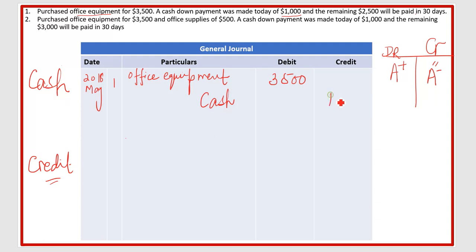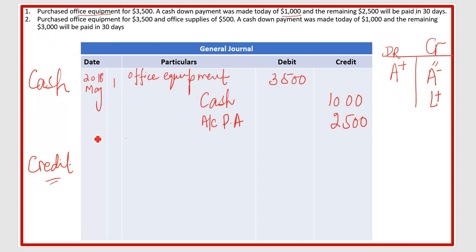So cash is 1,000 and the remaining is 2,500. Out of this 3,500 we have paid 1,000 as cash, and the remaining is accounts payable. Accounts payable is a liability, and the normal balance of a liability is credit, meaning liability increases on the credit side. That is why we write it down here, this is for accounts payable, 2,500. As I have told you, if there is more than one debit or more than one credit, as here where we have used three accounts, this is called a compound entry. Here you can write down the explanation: purchase office equipment.